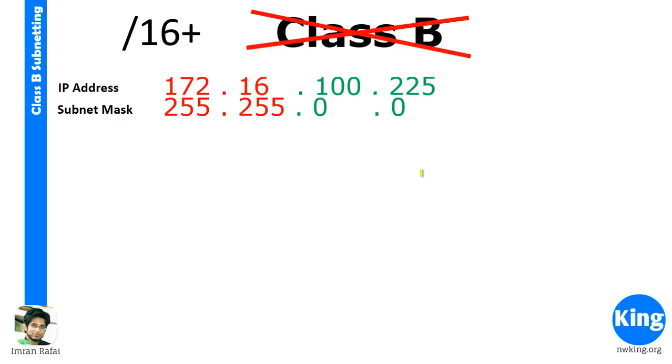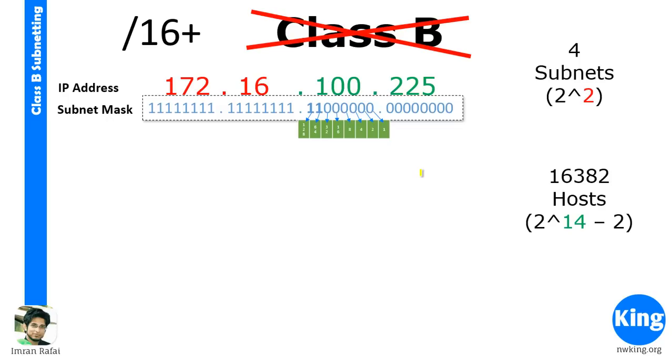172.16.100.225, the same IP address, but this time we're going to break it into four subnets. So from what we know already, to break a network into four subnets, we borrow two bits. This is the two borrowed bits. From the same formula, 2 bits is 2 to the power 2, which is 4 subnets, and 2 to the power 14, which is nothing but the number of zeros, minus 2 is 16,382 valid hosts.